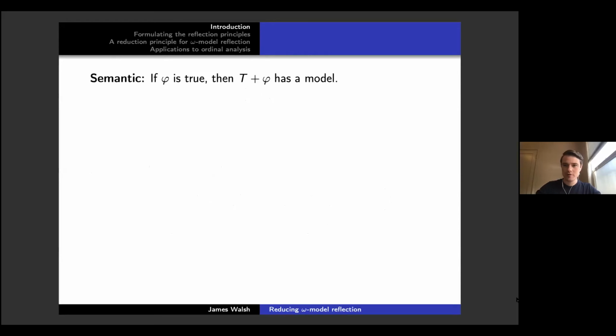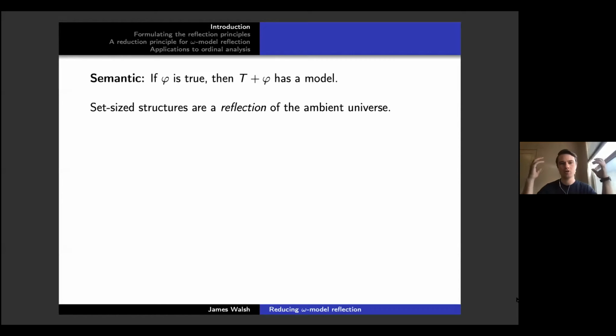Why is this called the reflection principle? Here it's actually a different reason. The thought here is that the set-sized structures are a reflection of the ambient universe, right? So if phi is true in the ambient universe V, then in fact, this is reflected in some thing inside V.